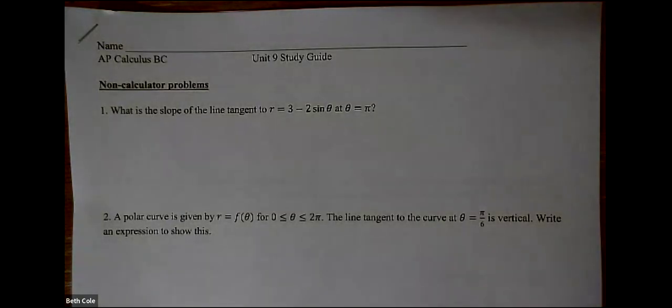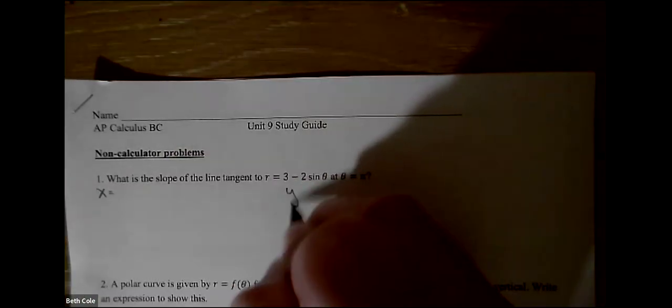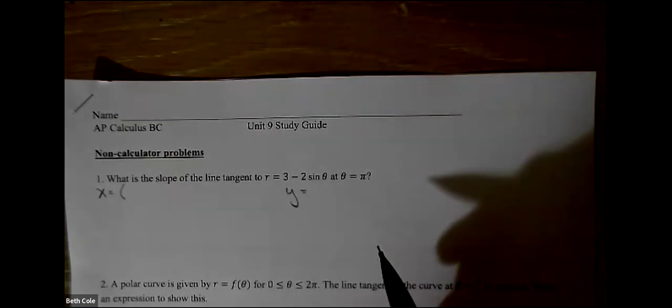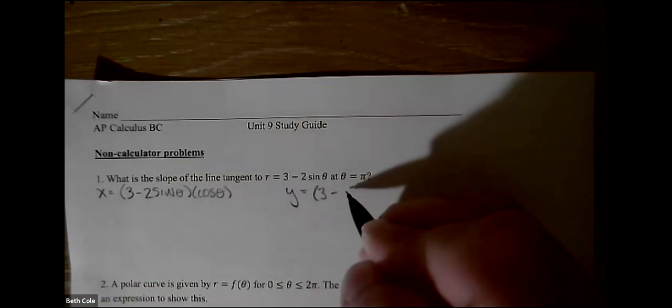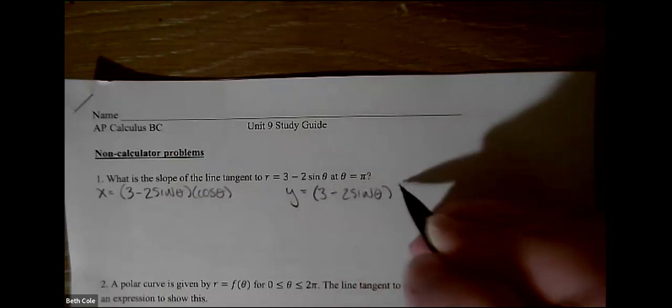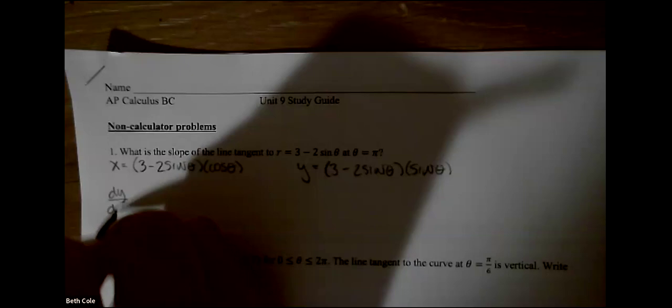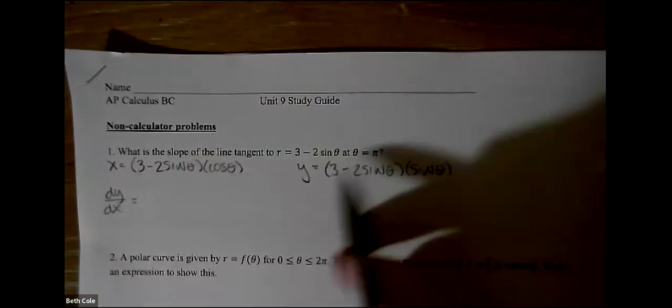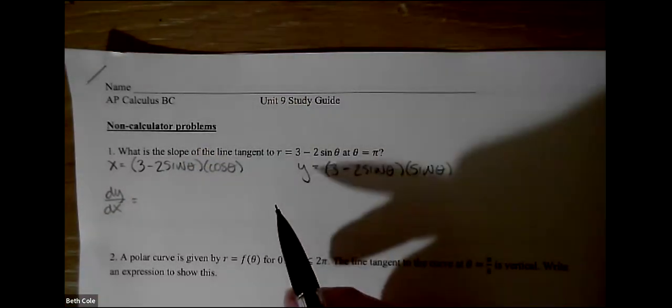So number 1, what is the slope of the tangent line? So that means derivative of this at theta equals pi. So we're going to need to get x, we're going to need to get y. So x is r cosine theta. And y is r times sine theta. And so our dy/dx, we're going to do our derivative of y, dy/d theta over dx/d theta.